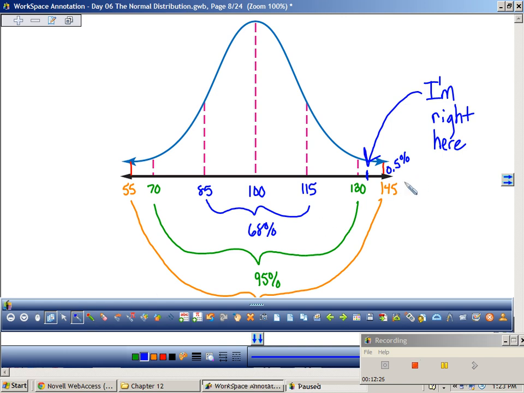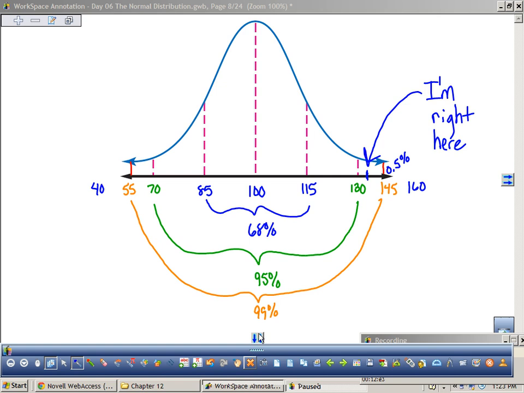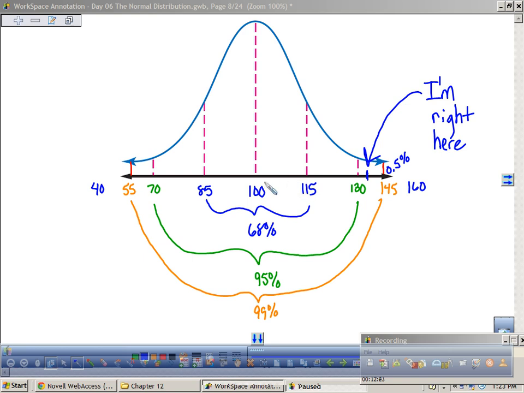So what would be the highest you could possibly score? No, 145 would be 160, right? And what's the lowest you could score? 40? And how many standard deviations is that? If this is 1 standard deviation, this is 2, this is 3, then how far can we go? 4. 4 is the max, right? So 100% of your population will be within 4 standard deviations.